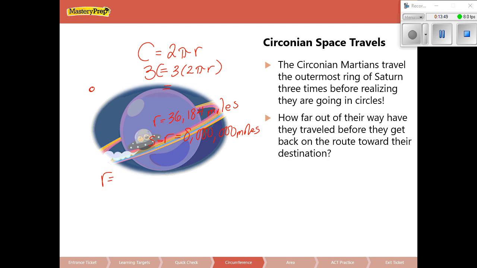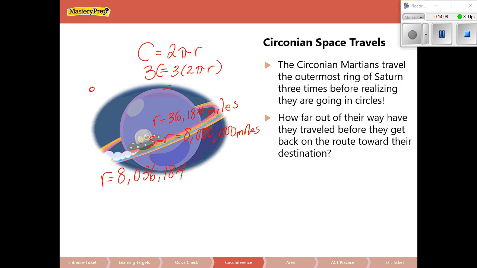Would it be 8,036,086? Yes. Because when we talk about circumference, we want the radius from the center of the circle. Well, the center of the circle is not from Saturn's surface, it's actually from the center of Saturn, which would give us this here.